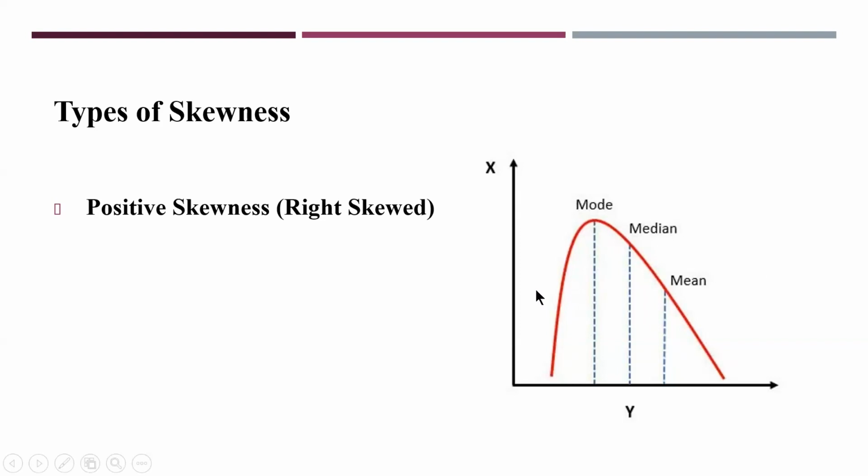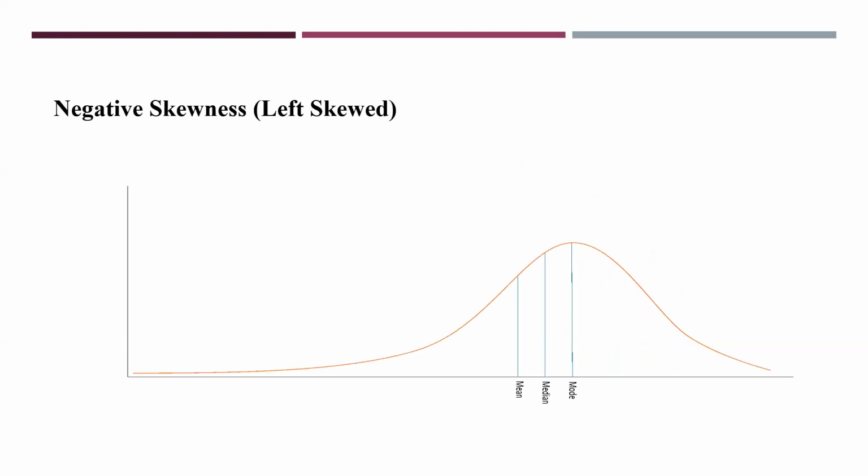In a positively skewed distribution, the tail on the right hand side, the larger values, is longer or fatter than the left hand side, the smaller values. This means that most of the data points are concentrated on the left side of the distribution, and there are relatively few very large values on the right side. Example: income distribution in a population where most people have low to moderate incomes, but a few individuals have very high incomes.